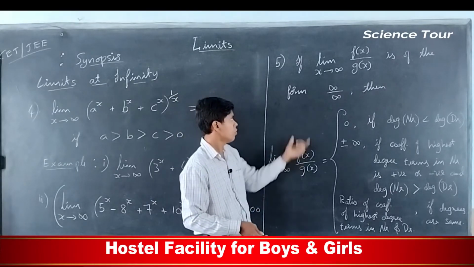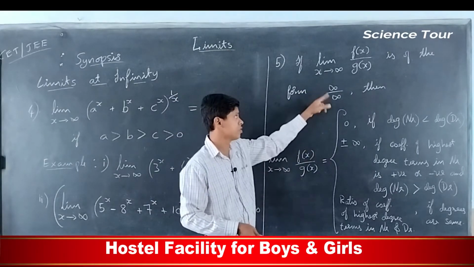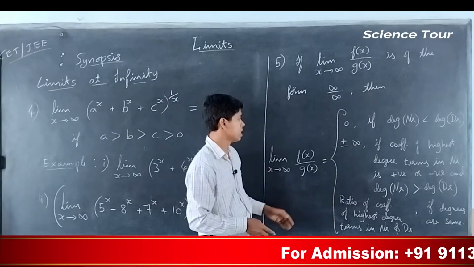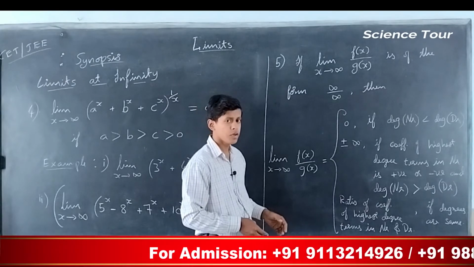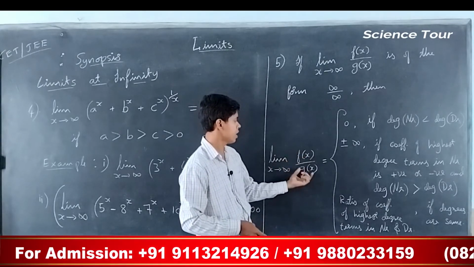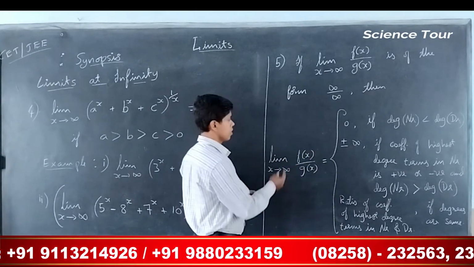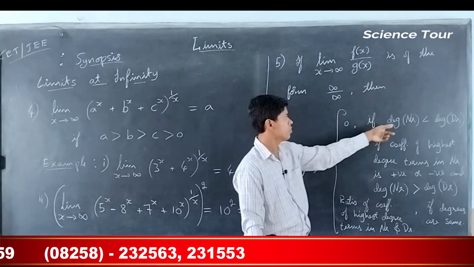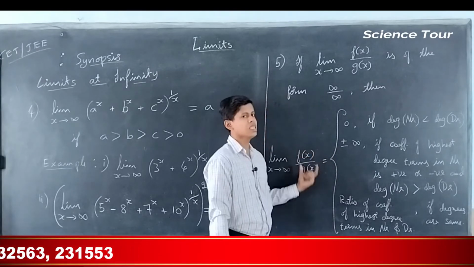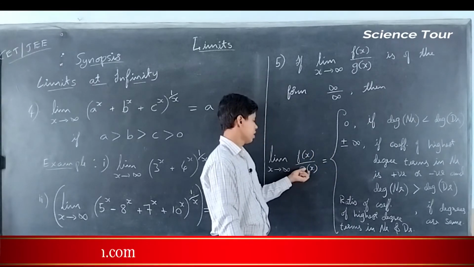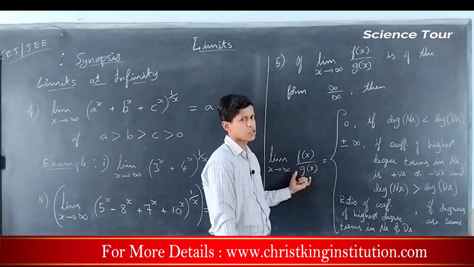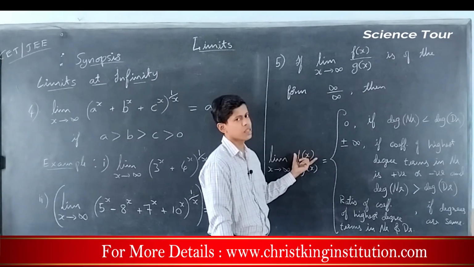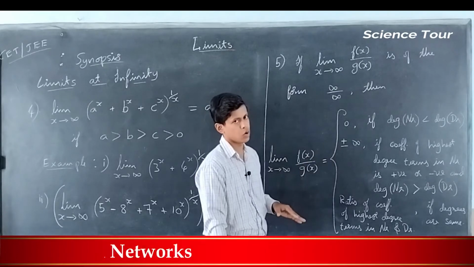Now how do you find that limit if it is infinity by infinity? You have three different answers depending on the degree of the numerator and the degree of the denominator. We'll see the examples. First, it will be 0 if the degree of the numerator is less than the degree of the denominator. Let us say the degree of the denominator is 3, you have x cube here, the highest in the numerator is x square, so the degree of the numerator is less, therefore the answer will be 0.